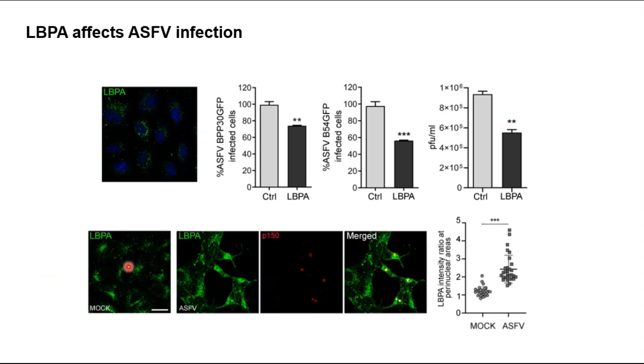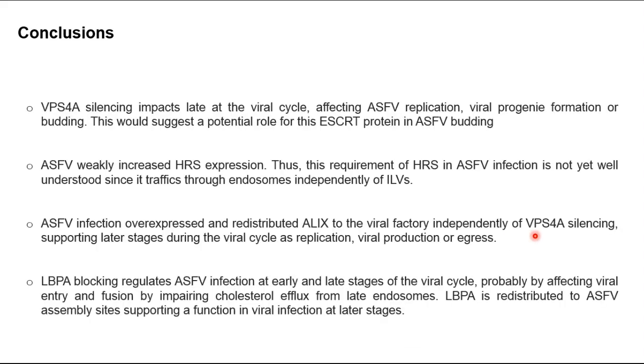Here we performed an immunofluorescence, and in this image the LBPA is also recruited toward the viral factory, which is labeled here in red, and you can see the whole panel. Here this was measured, and we can observe the recruitment of the LBPA intensity toward the perinuclear region, which is the place where the African swine fever virus builds the replication complex.